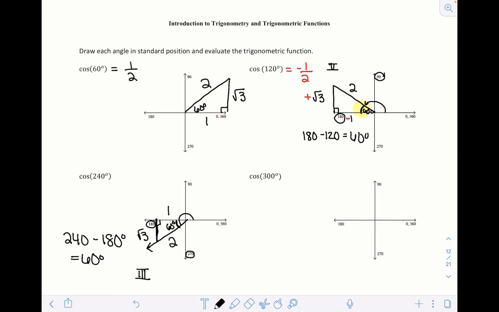Now before I actually figure out, well, what is cosine of 240 degrees, you always want to check the signs. So here, x is moving in the negative direction, so that's going to be a -1. Y is also moving in a negative direction, so that's going to be negative square root of 3. The 2, the hypotenuse, is always positive, so I leave that alone. So cosine is now going to be -1/2.